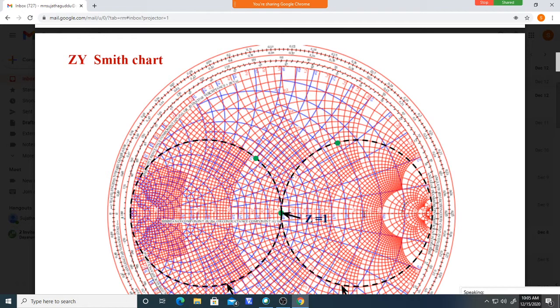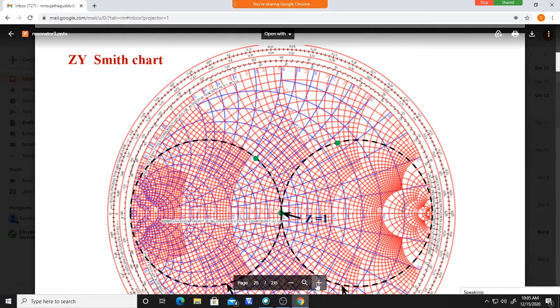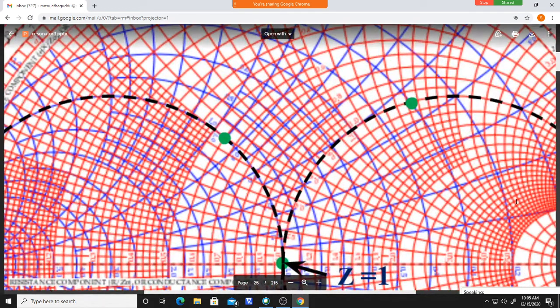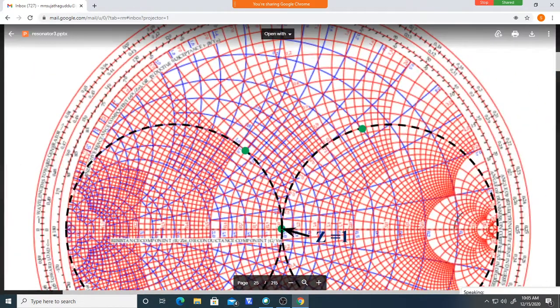To read that, you see the values of the conductance circles are written here. The circle passing through this point has a value written here. This is 0.4, and here it is written 0.3. So the 0.3 conductance circle is passing through this point. That is the conductance value, so G is equal to 0.3.